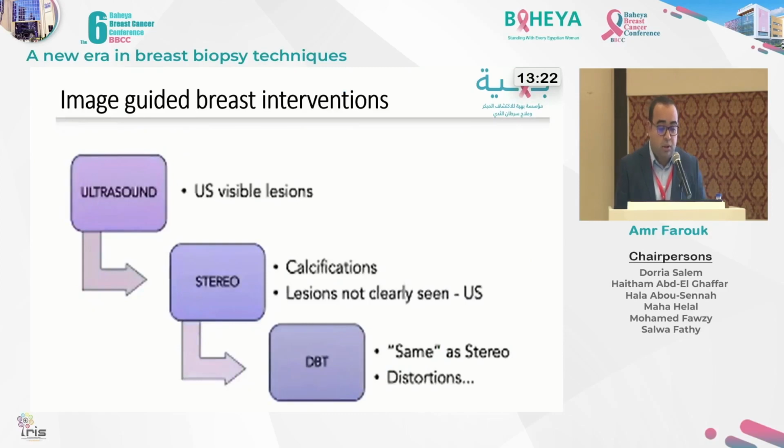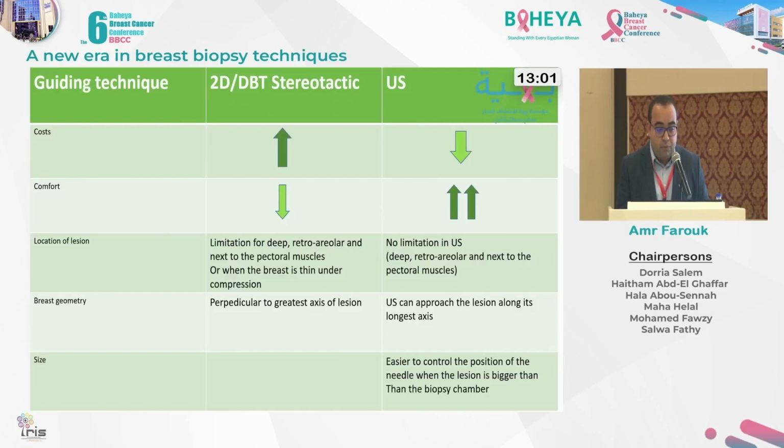For image-guided breast intervention, the gold standard is ultrasound for ultrasound-visible lesions, and stereotactic-guided biopsy for calcifications and lesions not clearly seen by ultrasound. Digital breast tomosynthesis guidance is the same as stereotactic, but is better for cases seen, or better seen, in tomosynthesis, such as distortions. For the guidance techniques, we have 2D and tomosynthesis stereotactic, and ultrasound.